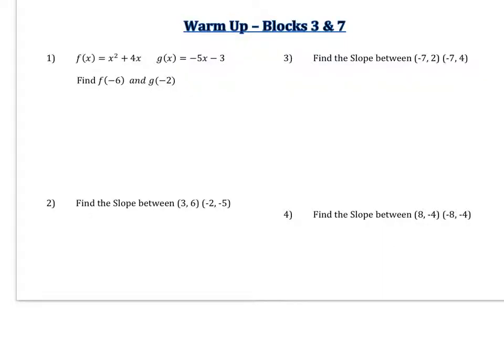Okay, here's the warm-up for Algebra 1, Blocks 3 and 7. So here we have 4 problems. The first one deals with function notation and knowing how to use function notation and evaluate using function notation. This would be outcome number 17, which is what your quiz is on today, and including outcome number 18, which are problems 2, 3, and 4, finding slope between 2 points. So let's start with number 1.